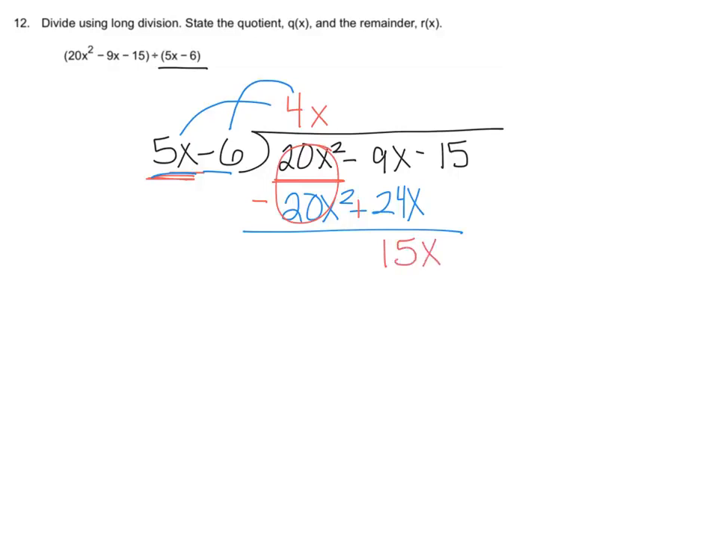Next, we'll bring down the negative 15, and we'll start this process over again. So you'll identify the first term in the divisor, which is a 5x, and the first term that we brought down, which is a 15x. So 5x times what gives me 15x? Well, that would be a positive 3.